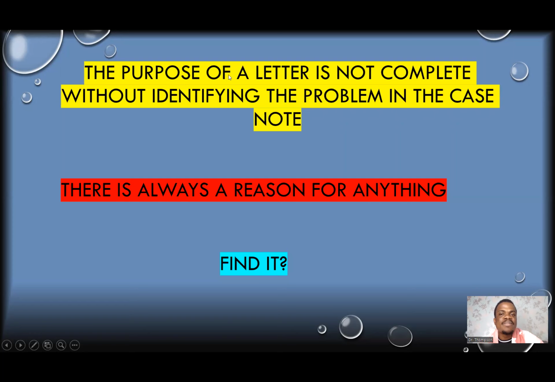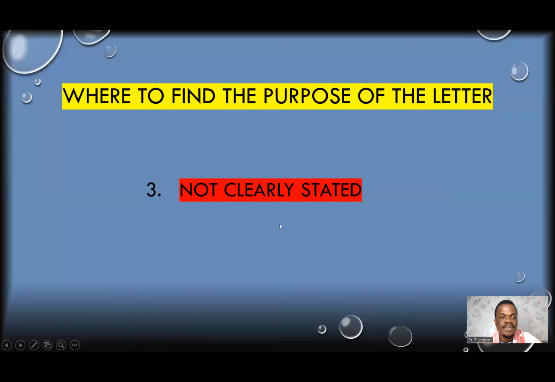All right, you should know that the purpose of this letter is not complete without identifying the problem in the case notes. Okay, there is always a reason for anything. You have to find it. Now, let's go back a little bit.